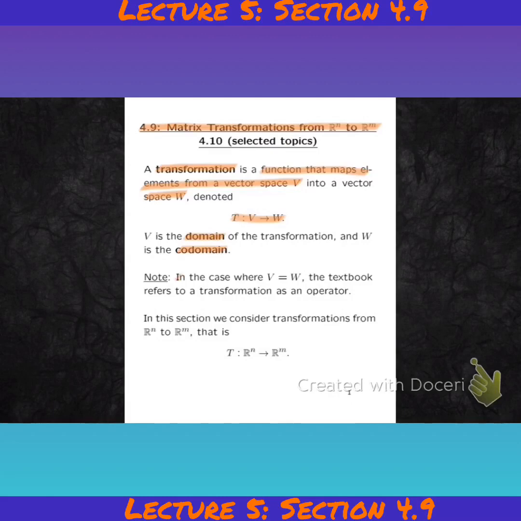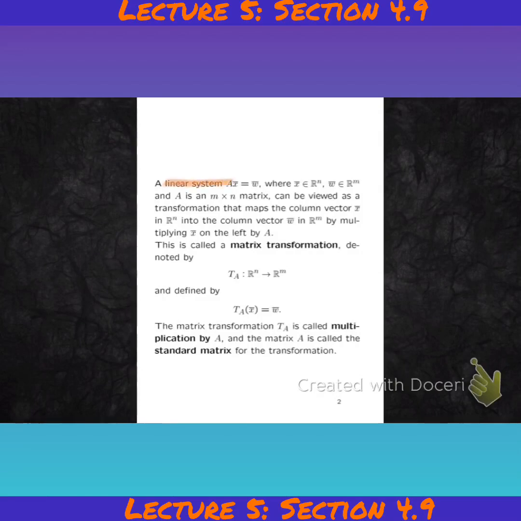Now note, in the case where V is equal to W, the textbook refers to a transformation as an operator. Now, in this section, we consider transformations from Rn to Rm. Right, so they look like that. So we're going to look at very specific transformations.